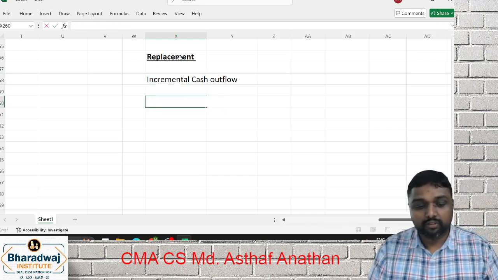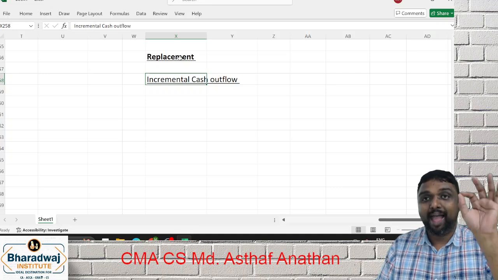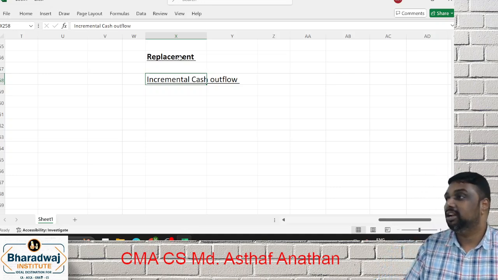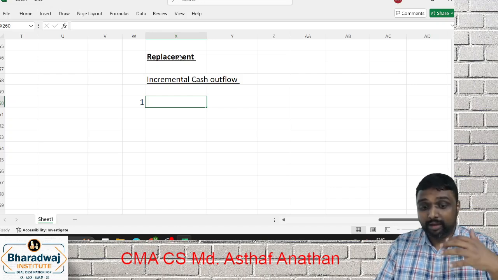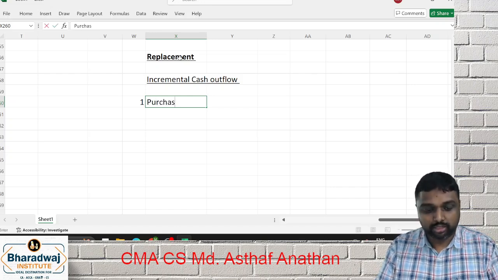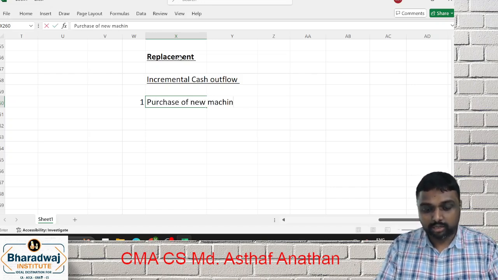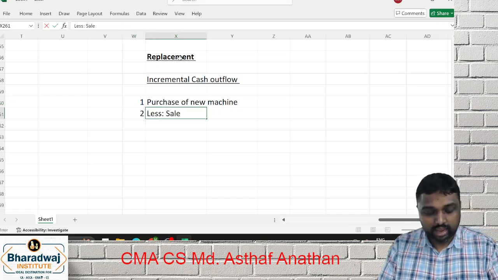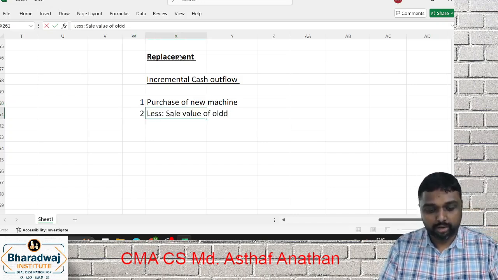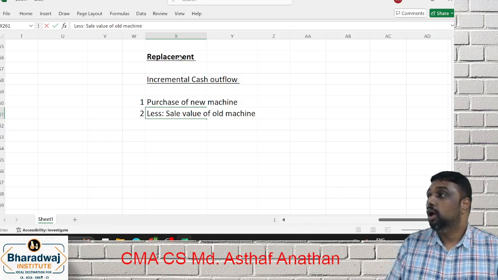Very interesting. If you want to compute incremental outflow, I am telling the format again. Already you have written it in your notebook. First one, what is the incremental outflow? It is the purchase price of the new machine, less the sale value of the old machine.